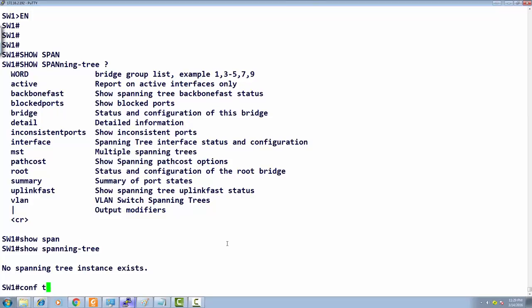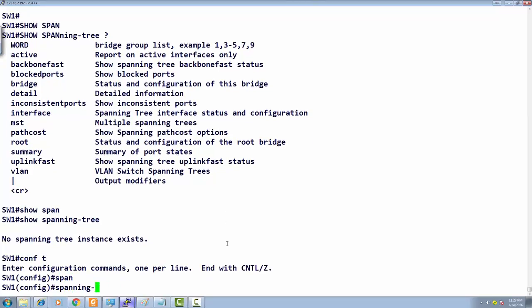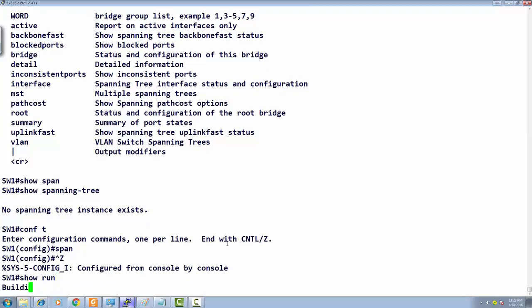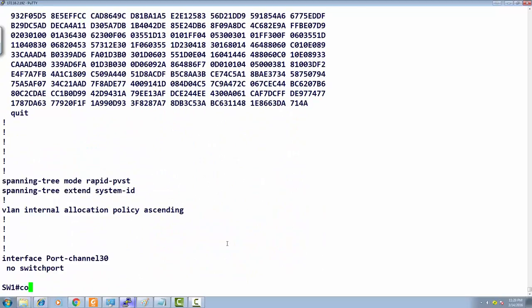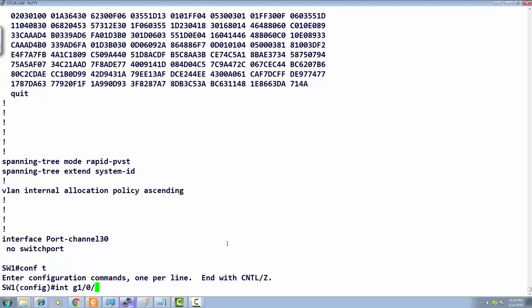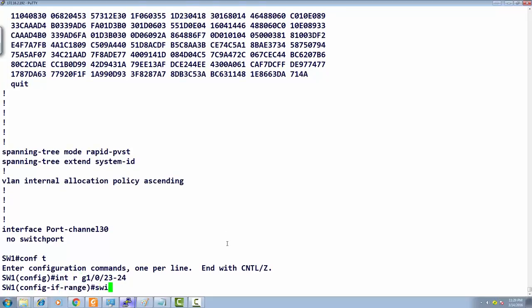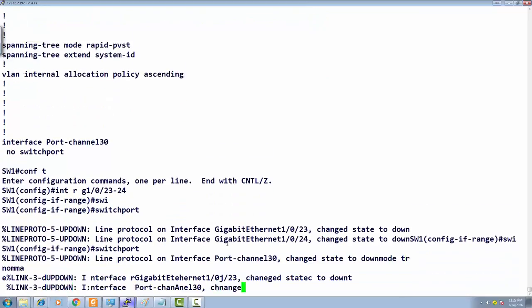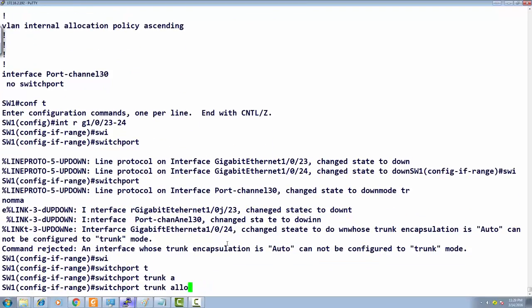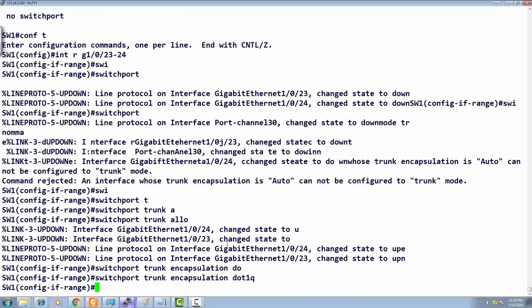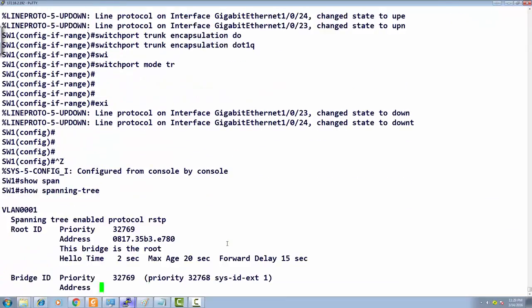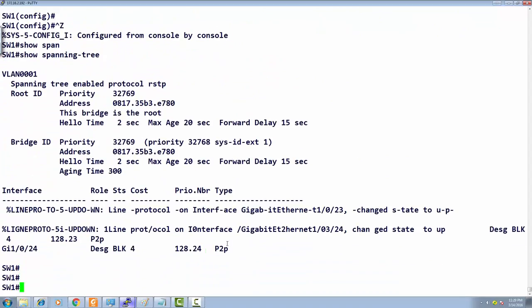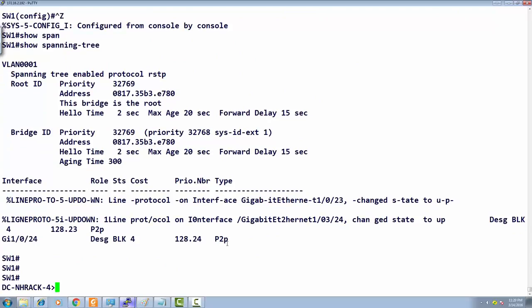What I'm going to do here is I'll say spanning tree. Just check our interfaces here. I'll create a trunk port for these two trunk ports, and I'll say switchport trunk encapsulation dot1q, and switchport mode trunk. I just have one VLAN, nothing else, and I'll go to the other switch as well.